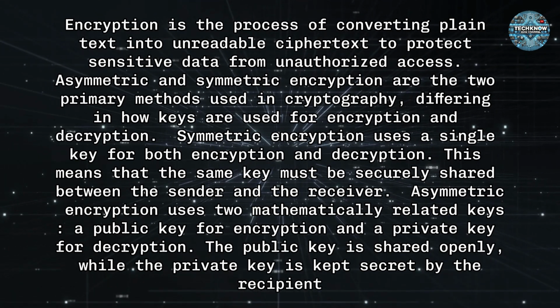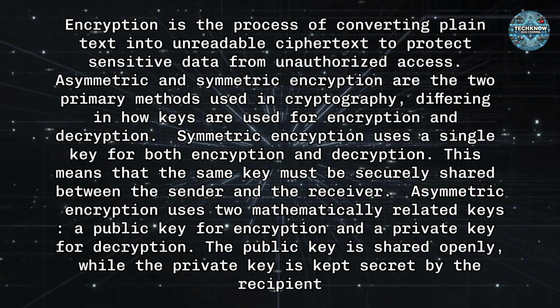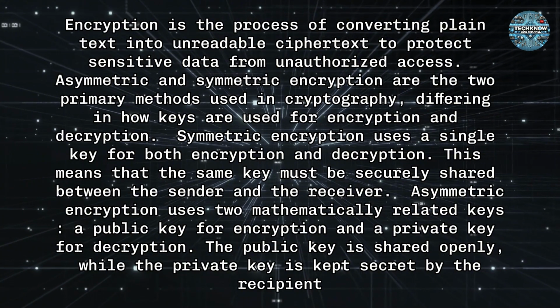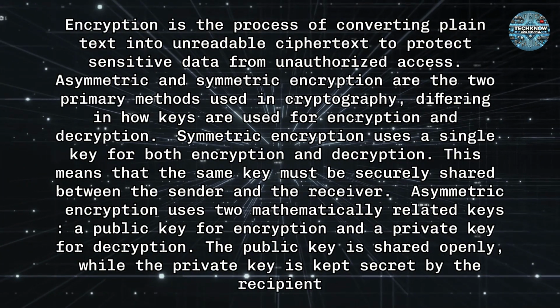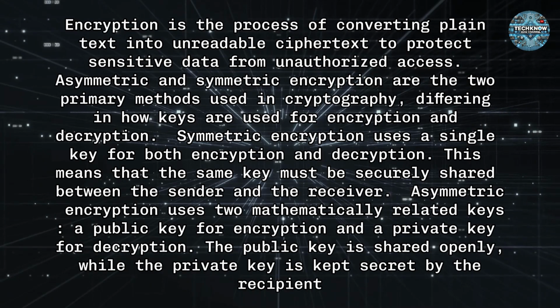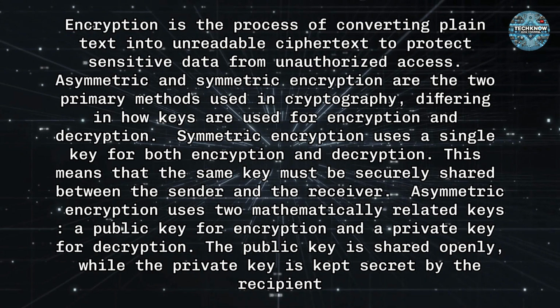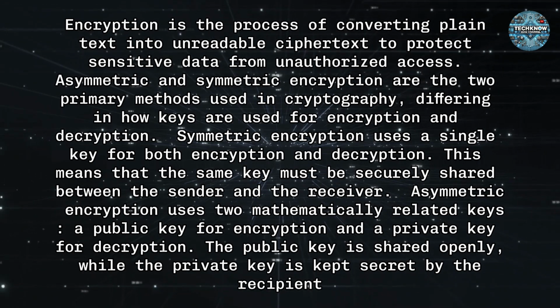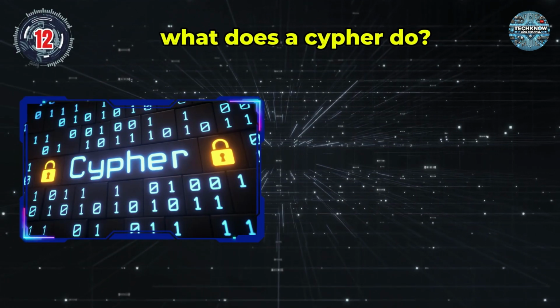This means that the same key must be securely shared between the sender and the receiver. Asymmetric encryption uses two mathematically related keys, a public key for encryption and a private key for decryption. The public key is shared openly, while the private key is kept secret by the recipient.